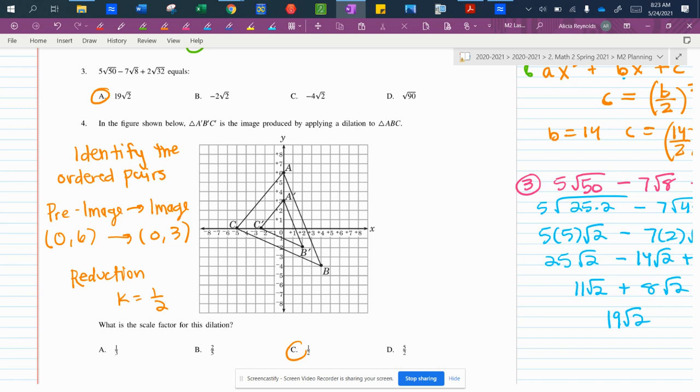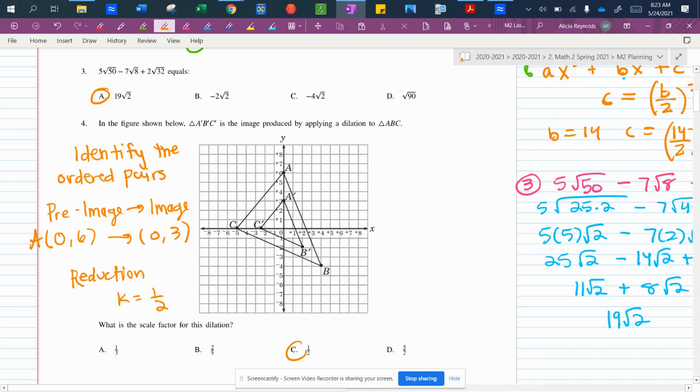Looking at number 4, in the figure shown below, triangle A prime, B prime, C prime is the image produced by applying a dilation to triangle ABC. Our steps for identifying this dilation are to look at the ordered pairs. And if I were given any straight horizontal or vertical sides, I could just count the units. But because I'm dealing with diagonal lines, I would have to use a distance formula to find the exact distance of those lines, and that is unnecessary. If I just compare the ordered pairs of any of these vertices, which here I used A.